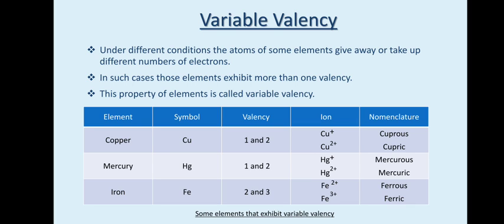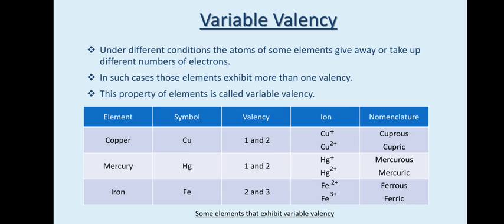Same is with mercury also, which is Hg for hydrargyrum. Valency is 1 and 2, mercurous and mercuric. Same thing happens here also, either 1 electron or 2 electrons, depending upon the conditions. Iron, here also 2 and 3 valency. So iron will be ferrous and ferric. Iron can give away 2 electrons or 3 electrons. So it will be Fe2 plus or Fe3 plus.